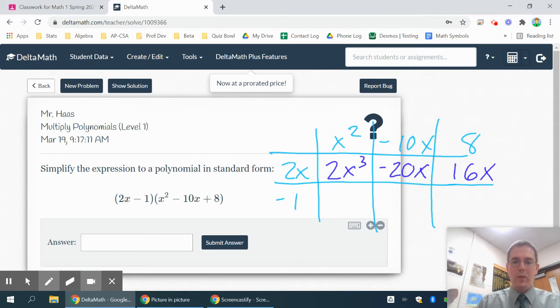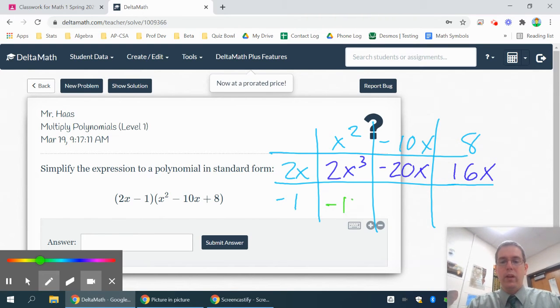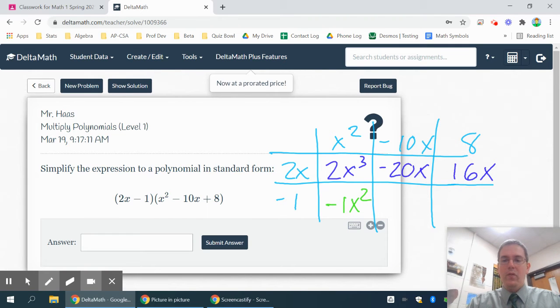Notice we're still multiplying the 2x by all three of the terms in the second parenthesis. We're just writing it differently. Whichever way you'd like to organize it on your paper is fine. Negative 1 times x squared is negative 1x squared. Negative 1 times 10x is positive 10x. And then negative 1 times 8 is negative 8. Once I have this, I need to combine any like terms. Actually, that should have been a 20x squared. I think I said it and didn't write it down.